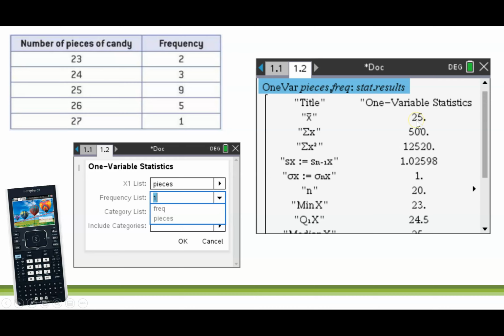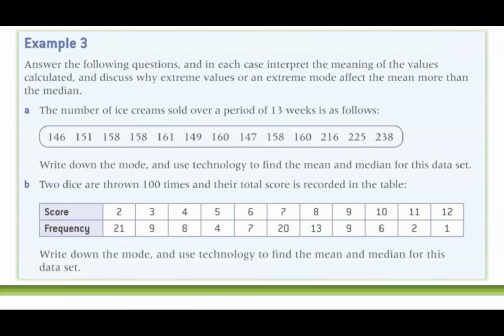The mean is 25. Now that's not just because it's in the middle. It's because arithmetically it is the middle, the mean. Add them all up and divide by the number of cases. So here we go, another example here. In each case, interpret the meaning of the values calculated. Discuss why extreme values or extreme mode affect the mean more than the median.